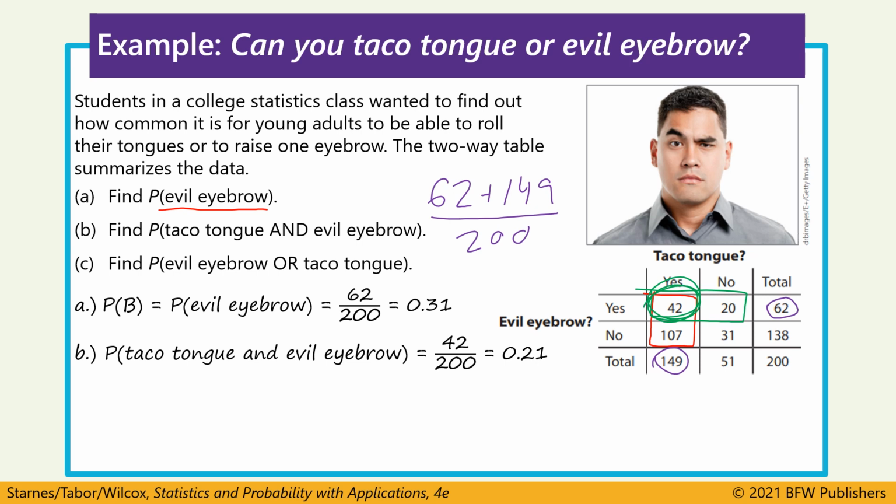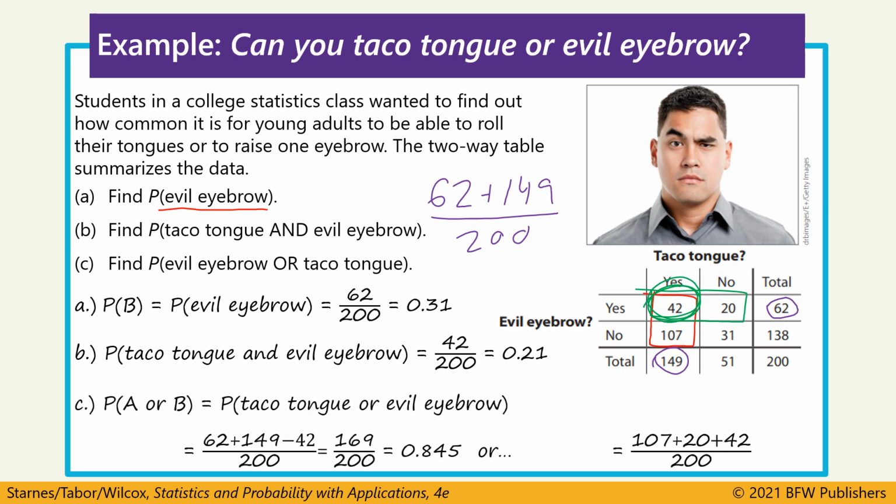So we're going to do what's called the general addition rule, where we add those two things together, just like we did up here. But after that, we're going to subtract out the number of students who are in both of those categories. And that's the intersection or the overlap of those two categories.